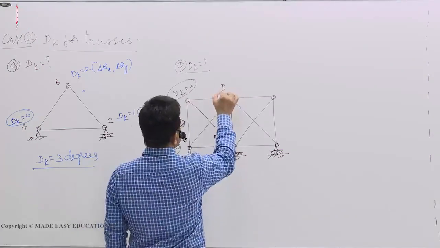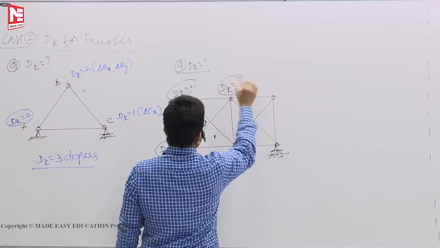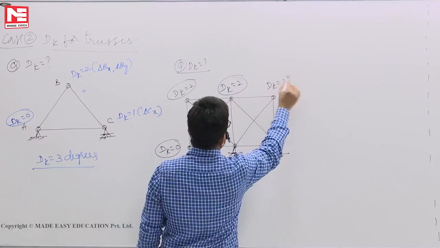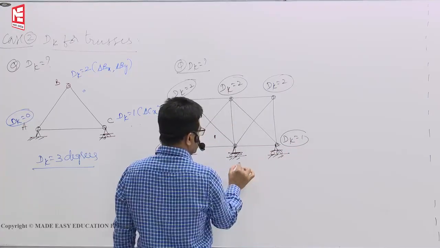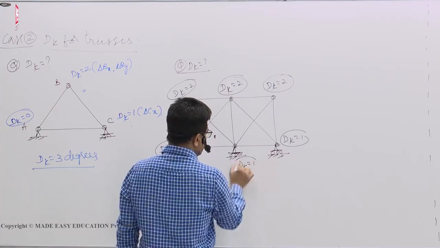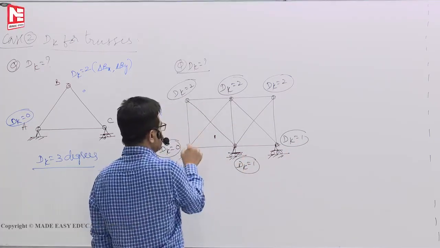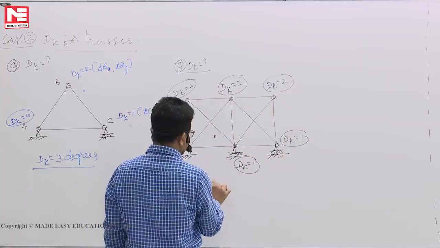So dk 2, so here also dk 2, 2, here dk is 1, it can only move, here also dk is 1, it cannot move horizontally, vertically. So 2, 4, 6, 7, 8.